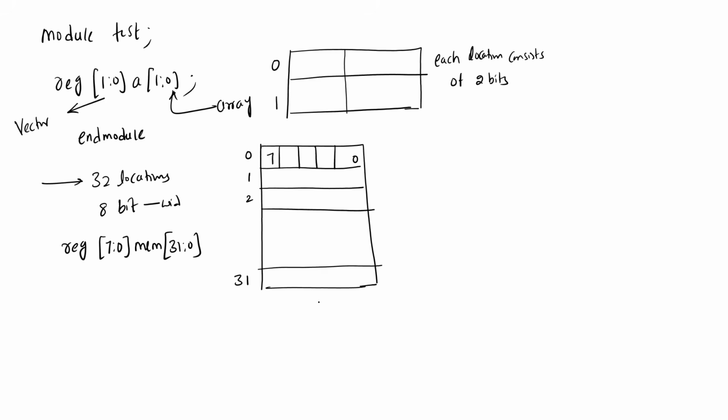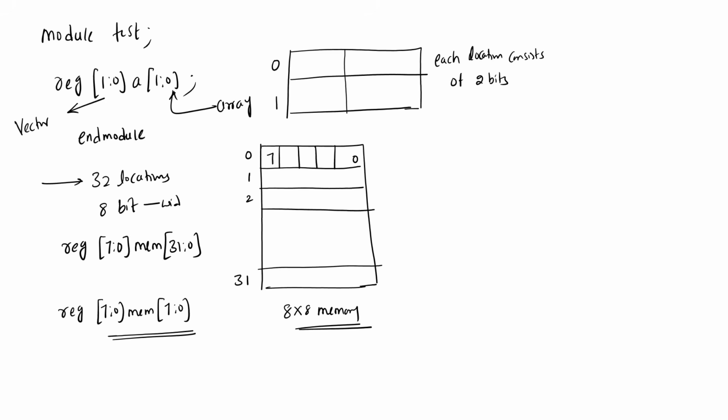Suppose we want to develop an 8 cross 8 memory. Now tell me. Reg 7 down to 0, and then mem, 7 down to 0.